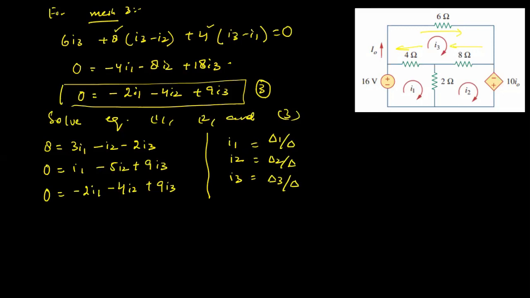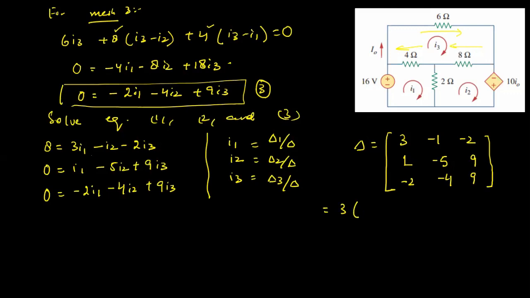So how do you find delta? Delta is found from this 3 cross 3 matrix. So if I ask you what is delta, you simply have to note down the coefficients of the right hand side. So you can write 3, minus 1, minus 2, then 1, minus 5, 9, then minus 2, minus 4 and 9. So if you solve this with your mathematics, what will be the result?